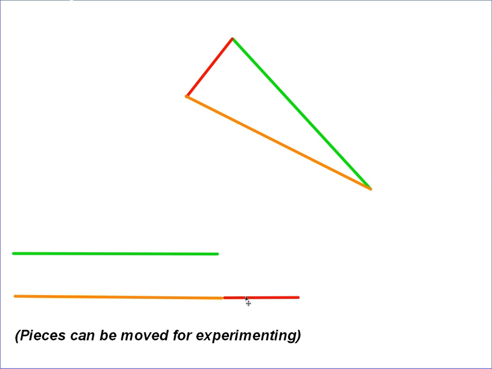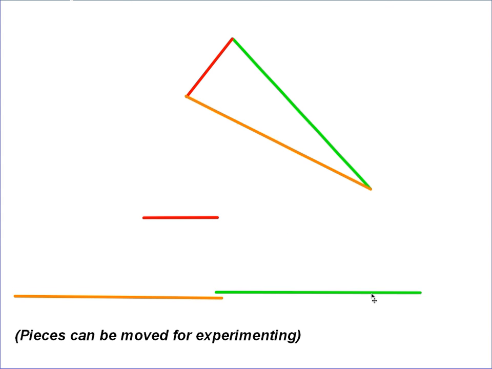Or if we add together the red and the orange, that's longer than the green. And obviously, if we add together the green and the orange, then that's longer than the red. So the sum of any 2 sides, if you add the 2 side lengths together, it'll be longer than the 3rd side length of the triangle.